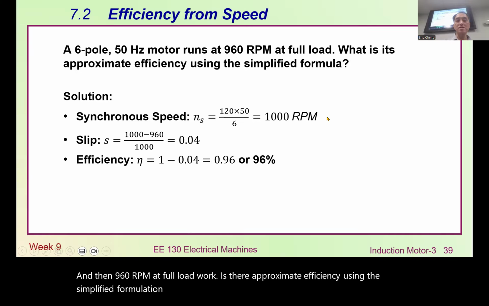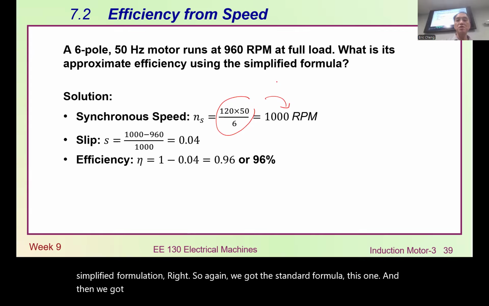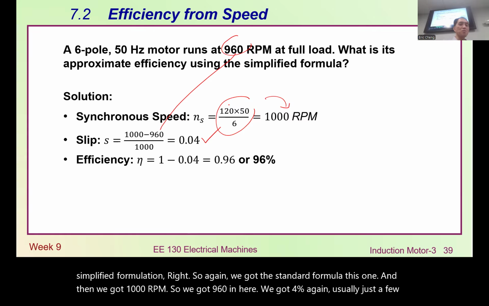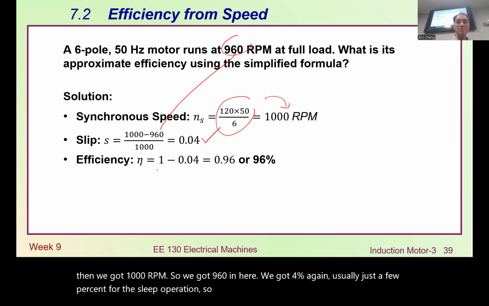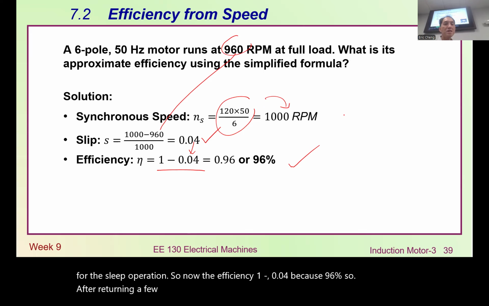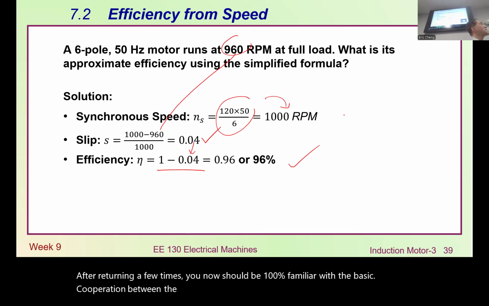So again, we got the standard formula, this one, and then we got 1000 RPM. So we got 960 in here, we got 4%. Again, usually just a few percent for the slip operation. So now the efficiency is 1 minus 0.04, we got 96%. So after we've done it a few times, you now should be 100% familiar with the basic correlation between the air gap power, rotor losses, efficiency, S, 1 minus S, right?